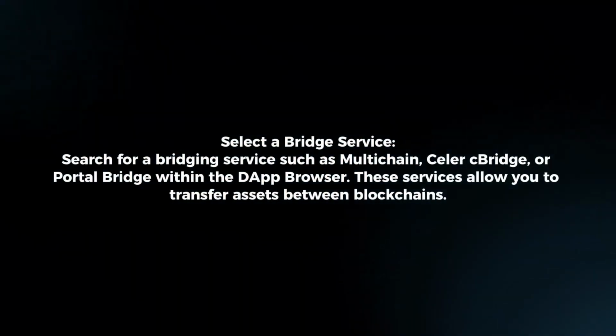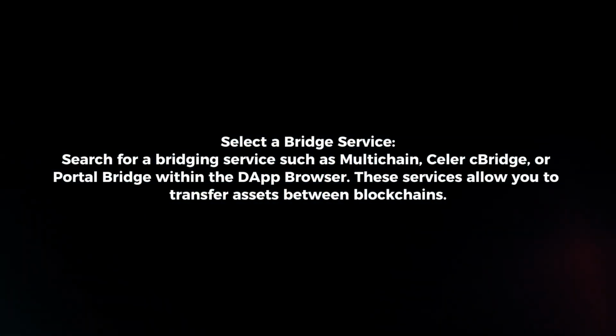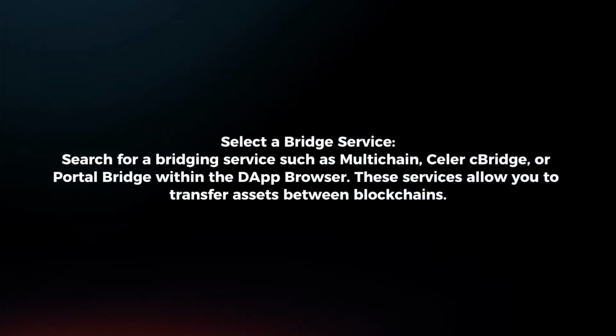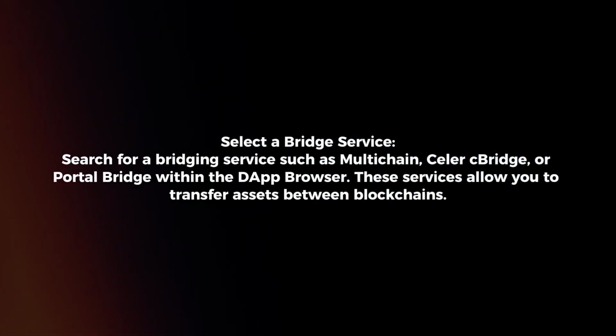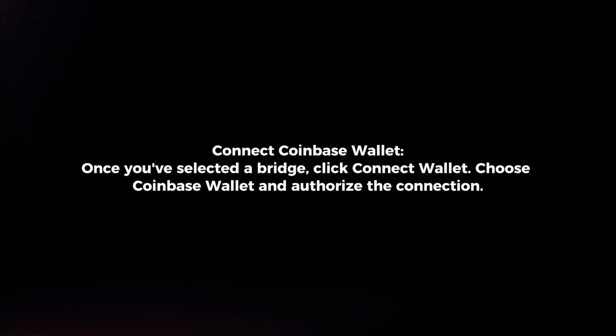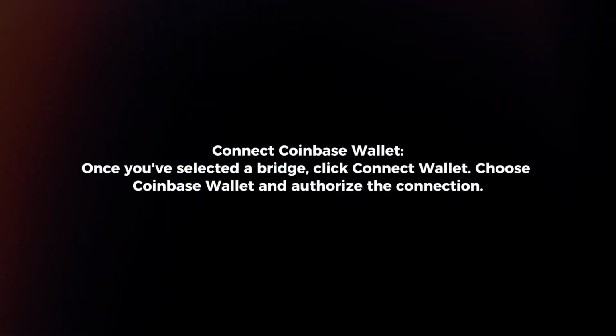Select the bridge service. Search for a bridging service such as Multichain, Celer cBridge, or Portal Bridge within the app browser. These services allow you to transfer assets between blockchains. Connect Coinbase Wallet. Once you've selected a bridge, click Connect Wallet. Choose Coinbase Wallet and authorize the connection.